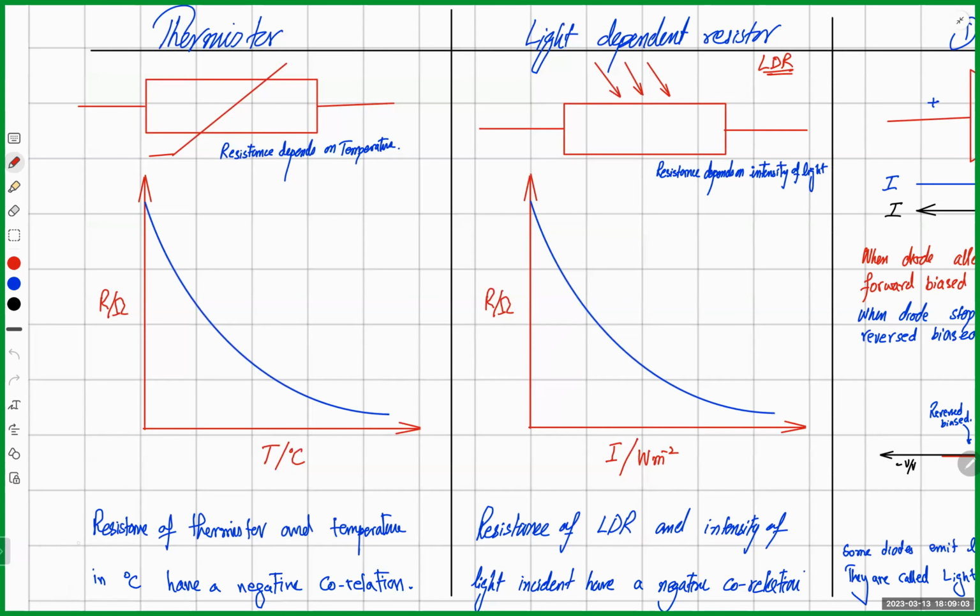Now, for a thermistor, when temperature increases, resistance decreases. But in case of the next semiconductor, the LDR, when we increase the intensity of light or intensity of electromagnetic waves that fall on that LDR, the resistance decreases.